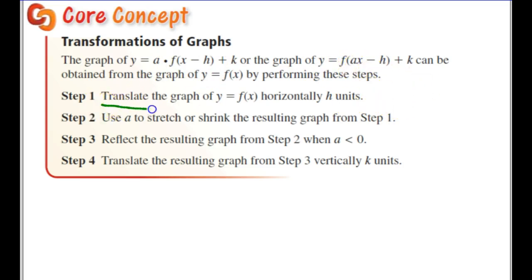So the first thing we're going to do is our translating horizontally. So look at h first. That's going to be where we go first. Then, after we do that, we're going to look at our a value to stretch it or shrink it. Then the third step is if we have a negative sign, that's when we're going to reflect. And then we're going to finally do k, going up or down. So let's see how that looks. So it's going to go h, a, and then a negative sign if we have a negative sign, and then k.